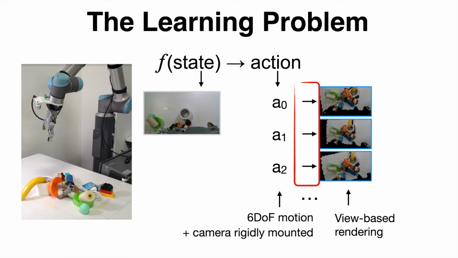So using a predictive model for robot control is a common way to improve learning efficiency. However, the challenge is always how to obtain an accurate predictive model for all possible actions. So in this work, since the action is represented as a state of motion, and the camera is rigidly mounted on the robot's end effector, we can use simple view-based rendering as a proxy for the predictive model.